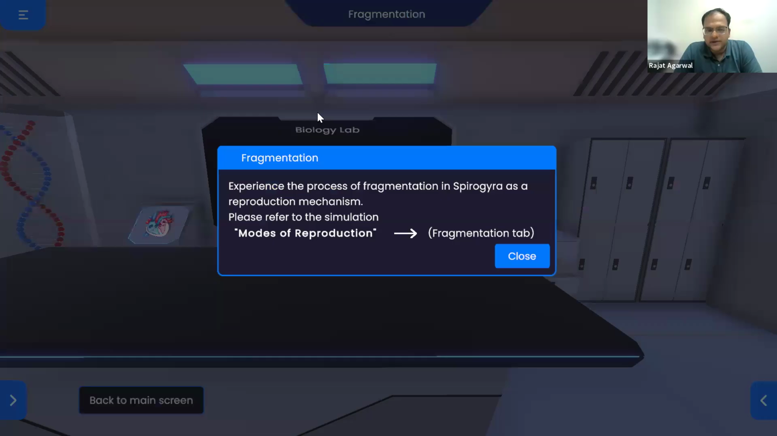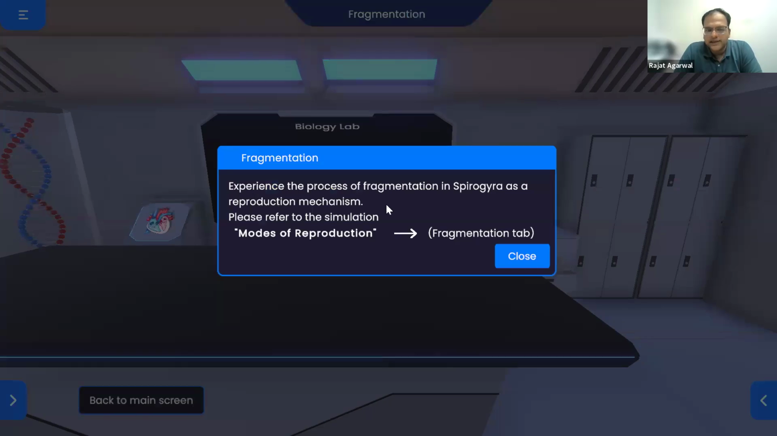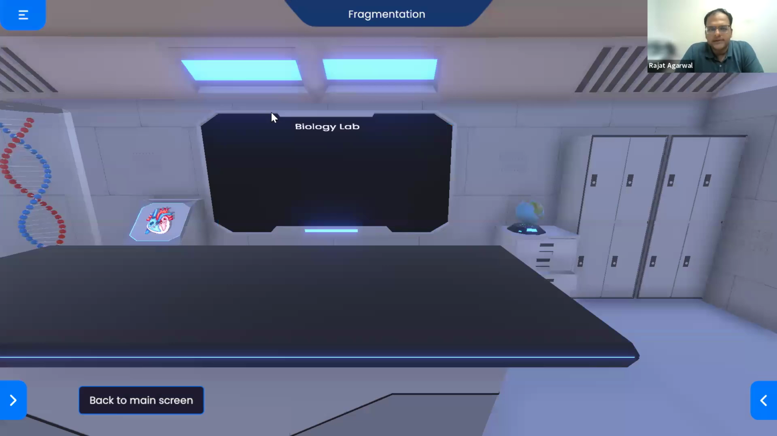Let's go to the next one, which is fragmentation. Experience the process of fragmentation in Spirogyra as a reproduction mechanism. Please refer to the simulation, modes of reproduction and fragmentation tab. So there is another simulation called modes of reproduction, and there is a fragmentation tab, which we'll do a little later, and then we'll also be able to refer to how fragmentation takes place.